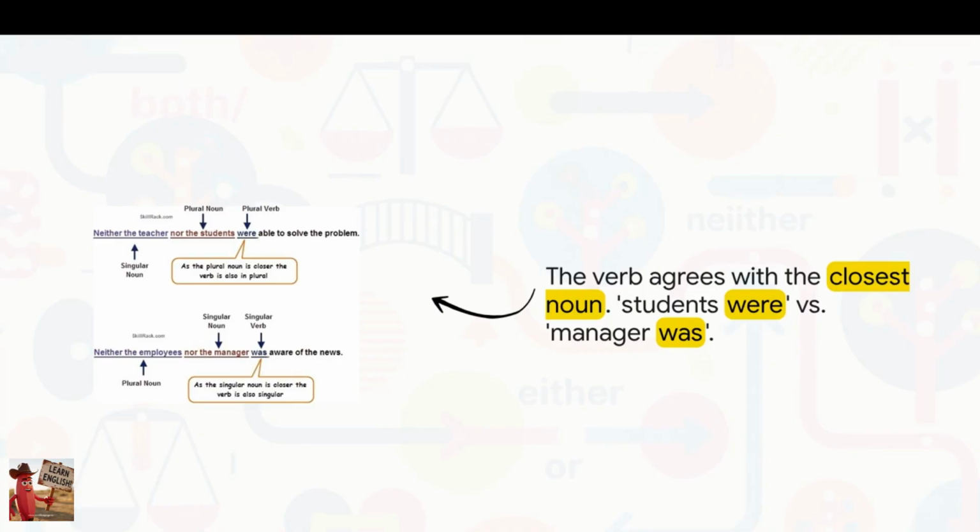Look at how this works. It's so simple. In the first one, the plural noun students is right next to the verb, so we use the plural were. But in the second one, we flipped it. Now the singular noun manager is closer, so we use the singular verb was. It all just depends on which word is closer.